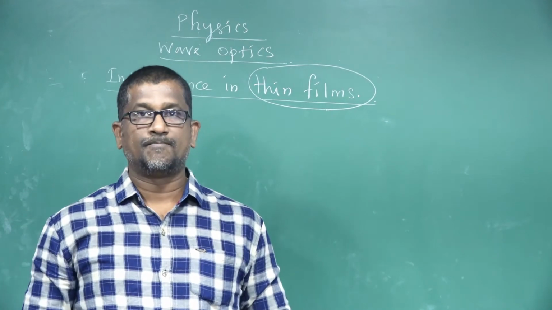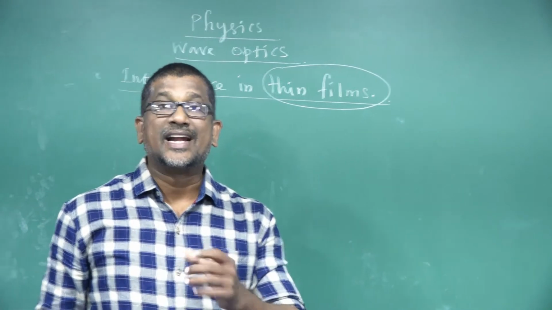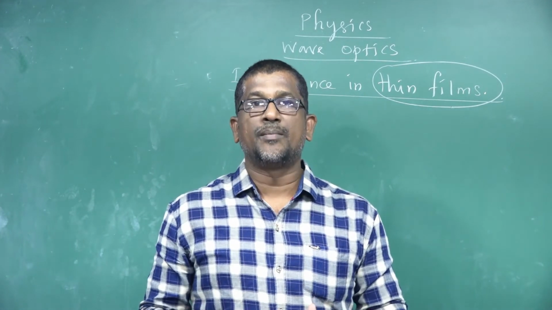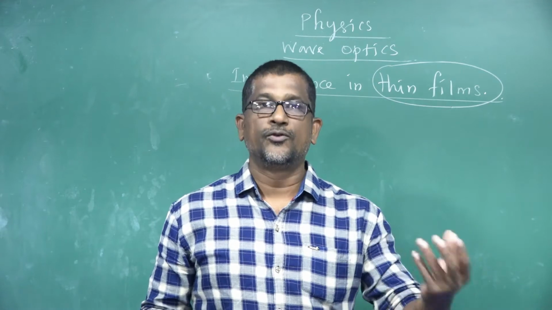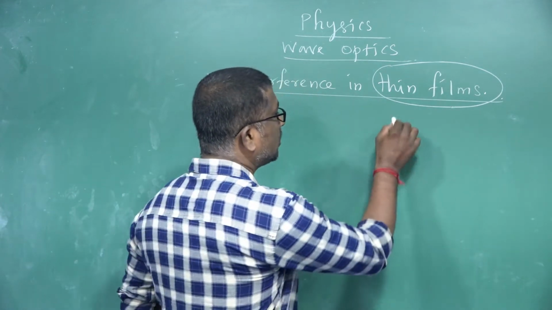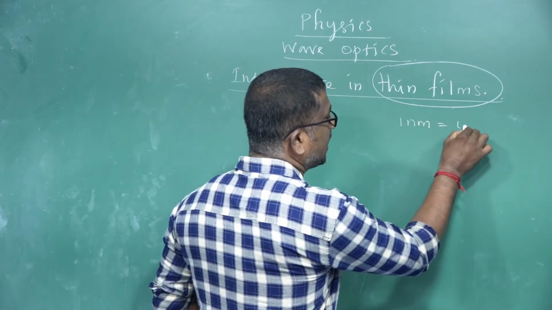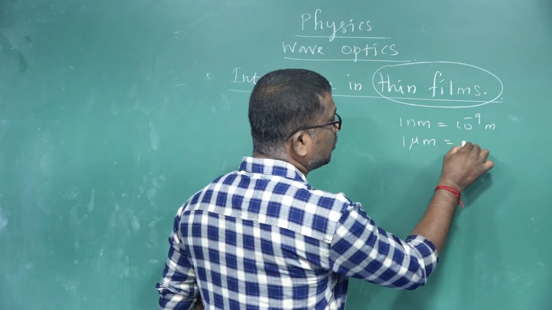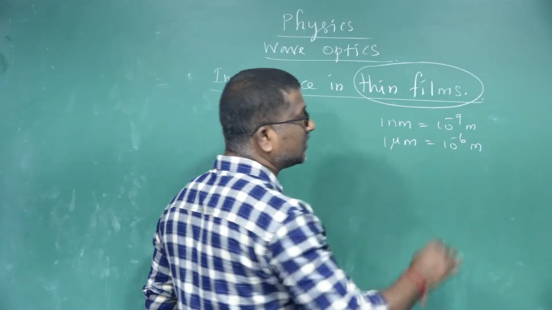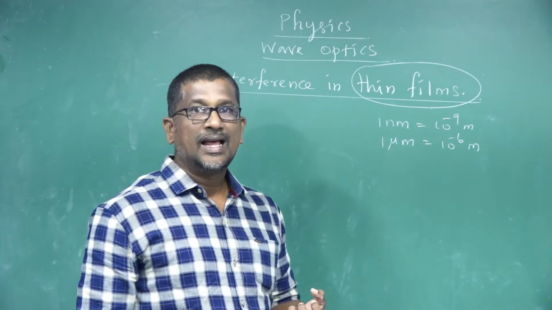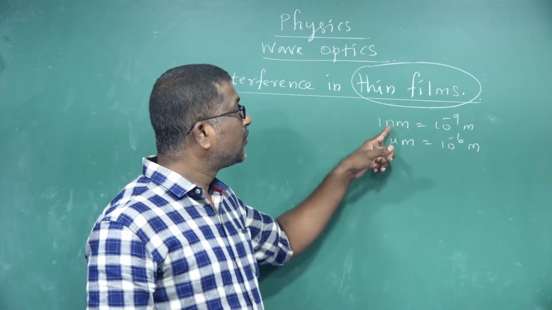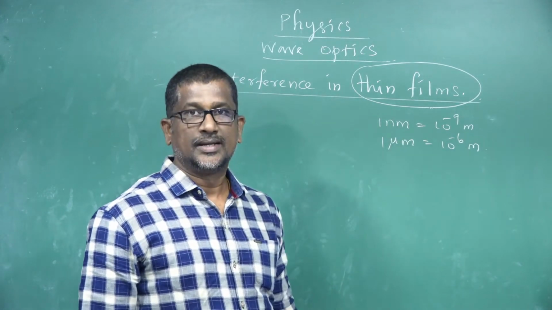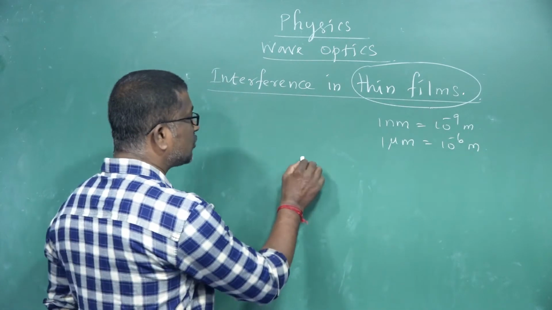Thin films are nothing but transparent materials having thickness varying from a few nanometers to a few micrometers. We know that 1 nanometer is equal to 10 power minus 9 meter and 1 micrometer is equal to 10 power minus 6 meter. The best example of a thin film is a soap bubble.